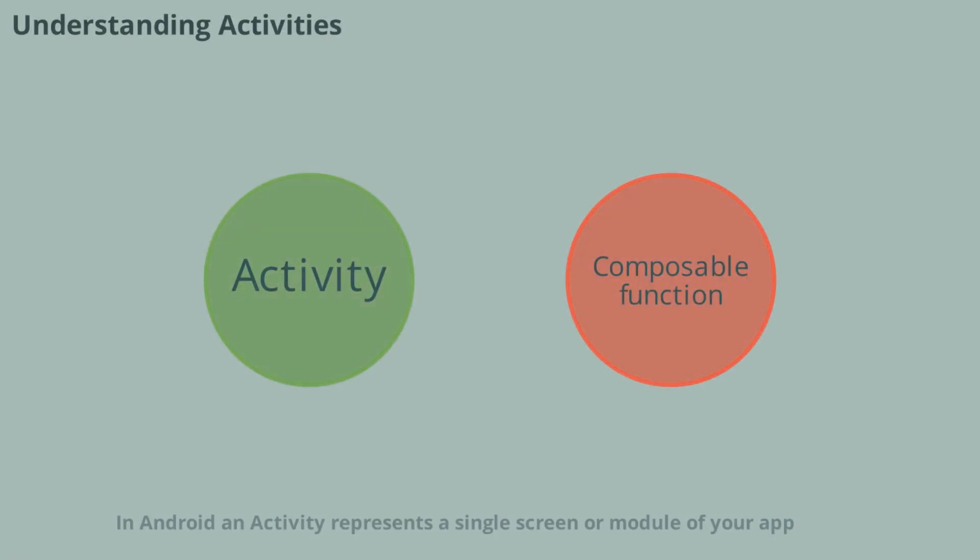In Android, an activity represents a single screen or module of your app. The main activity class is the entry point, containing the code for your app's first screen. Compose uses composable functions to build UI elements, making your code modular and reusable.